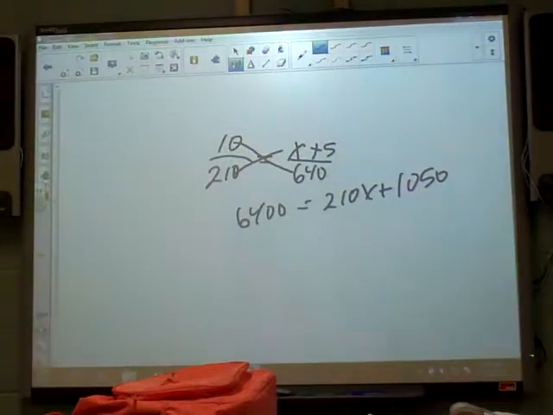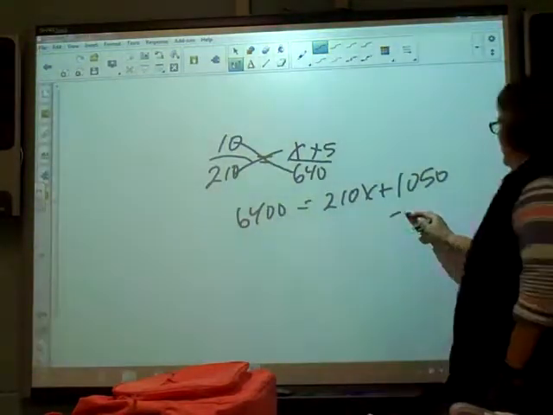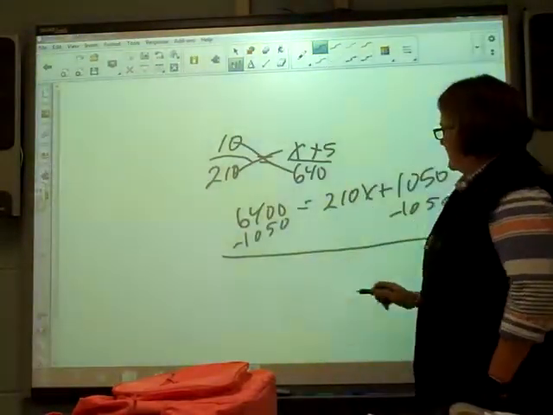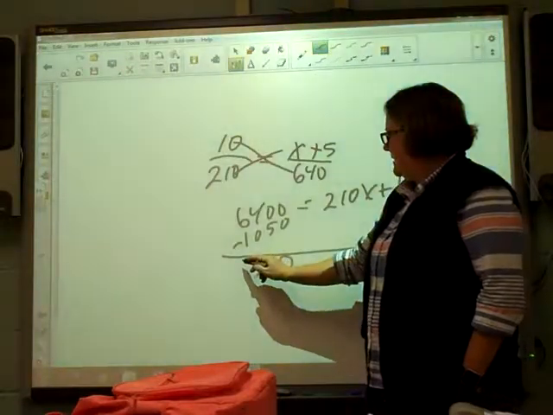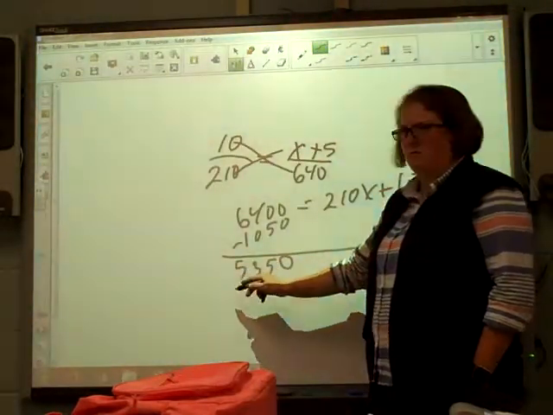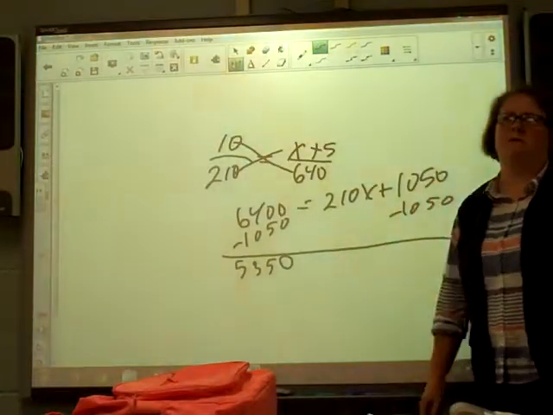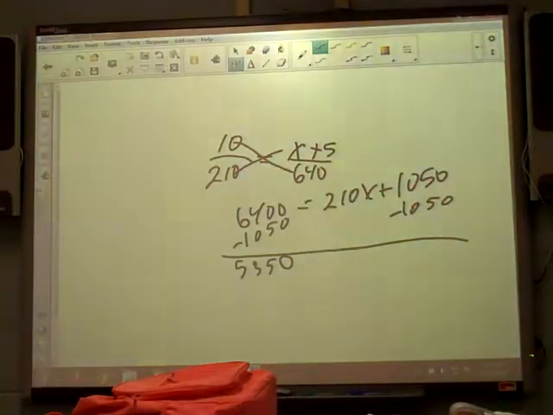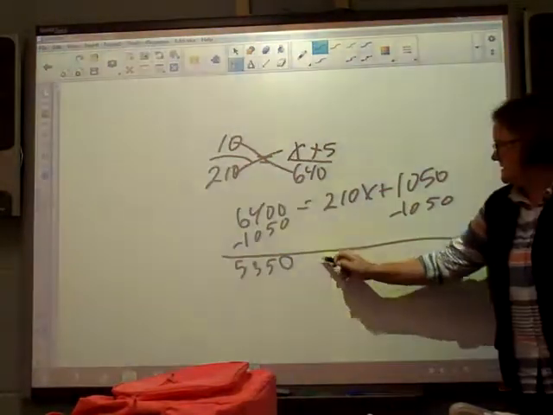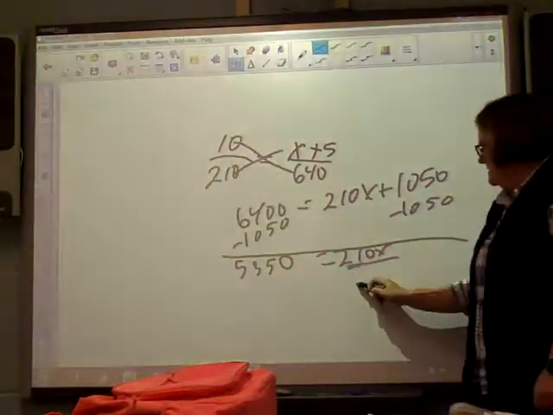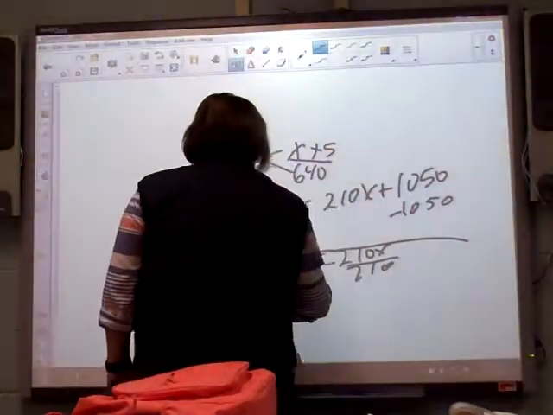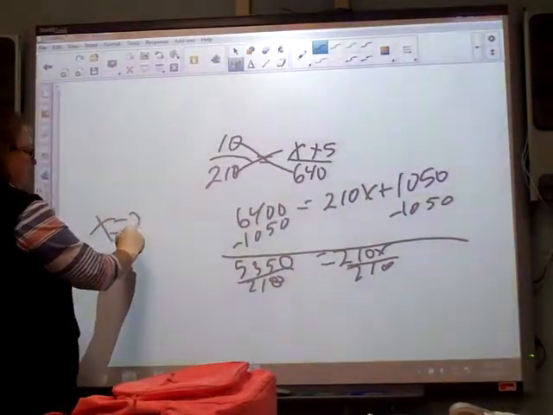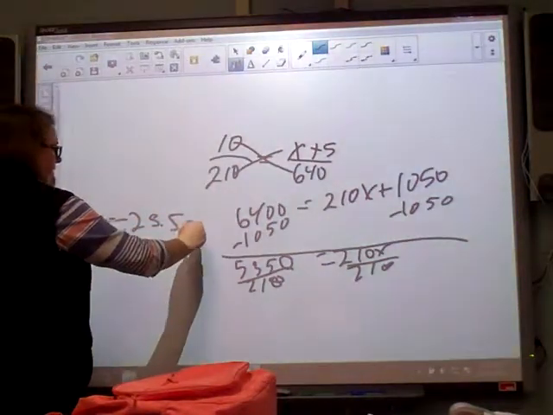What do we do first? Well, Hayden's all about it. I like it. So 0, 5, 3, 5, or is it 4? Anybody check me? Come on, y'all. 6,400 minus 1050, that's right. Good, thank you. Is equal to 210x, divided by 210. And tell me how many more gallons Keston's car is going to need. 25.5. So she's going to need about 25 and a half more gallons.